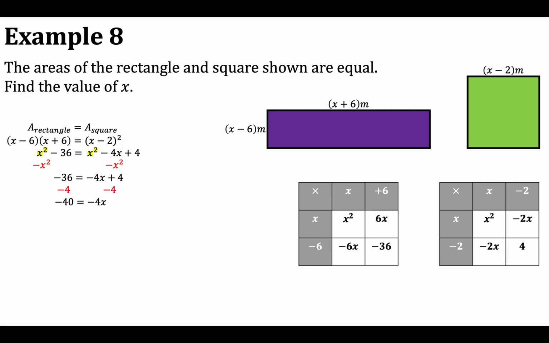I can now divide throughout by negative 4, and that leaves me with 10 being equal to x, but we normally write our equations, our final answers, with the variable on the left hand side, like so. So x here is equal to 10. Again, it would be a good idea to copy this down in your notes jotter.